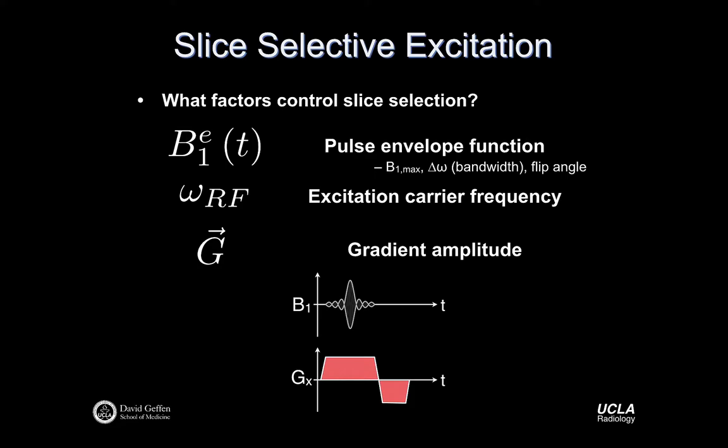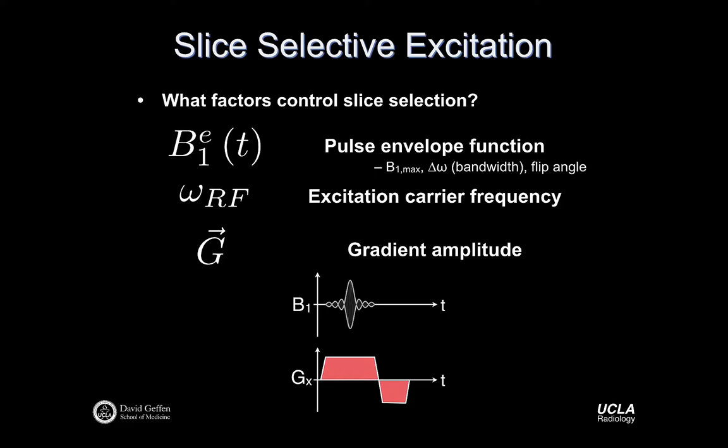We want to excite a particular center frequency. That center frequency is sort of like the middle of the slice. But we also want our slice to have some finite thickness, and so we have to excite a range of frequencies around the center frequency. We refer to that as the bandwidth, or more specifically, the excitation bandwidth.